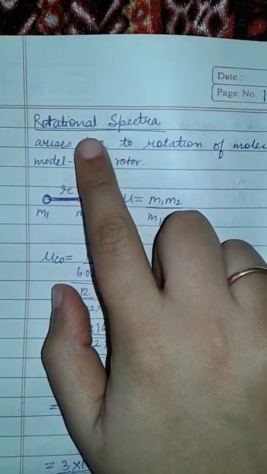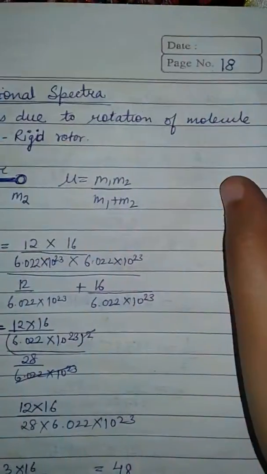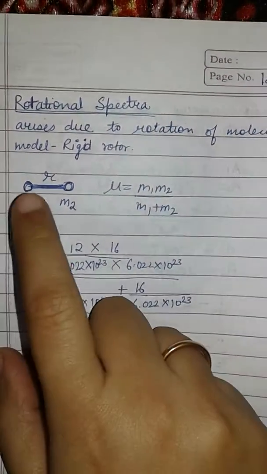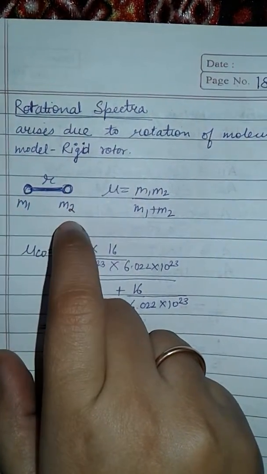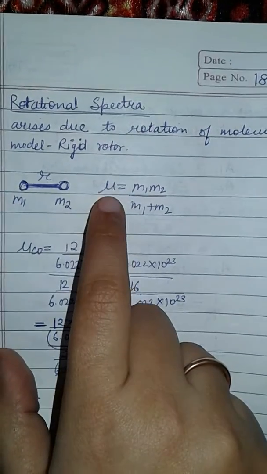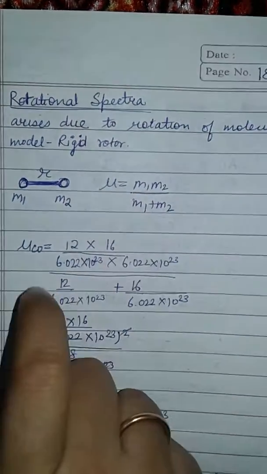Now we'll study rotational spectra. Rotational spectra arise due to the rotation of a molecule. It is called a rigid rotor. There are two atoms, M1 and M2, and the distance between them is r. So the reduced mass will be M1 into M2 upon M1 plus M2.